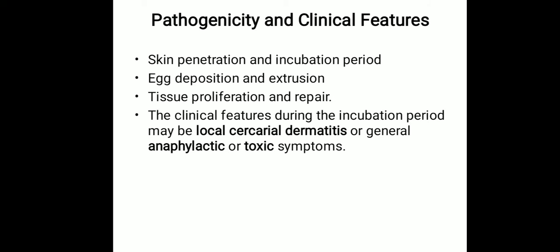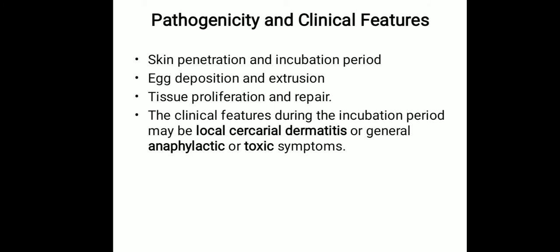Then initially the trigone is involved, but ultimately the entire mucosa becomes inflamed, thick, and ulcerated, and secondary bacterial infection will lead to chronic cystitis. Okay, then calculi form in the bladder due to deposition of oxalate and uric acid crystals around the eggs and blood clots. Then you will see sometimes there may be obstructive hyperplasia of the ureters and urethra, or we also call it hydroureter.